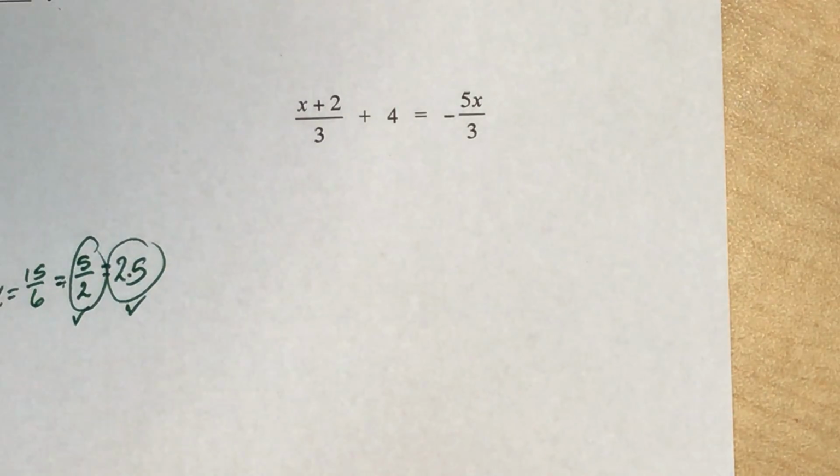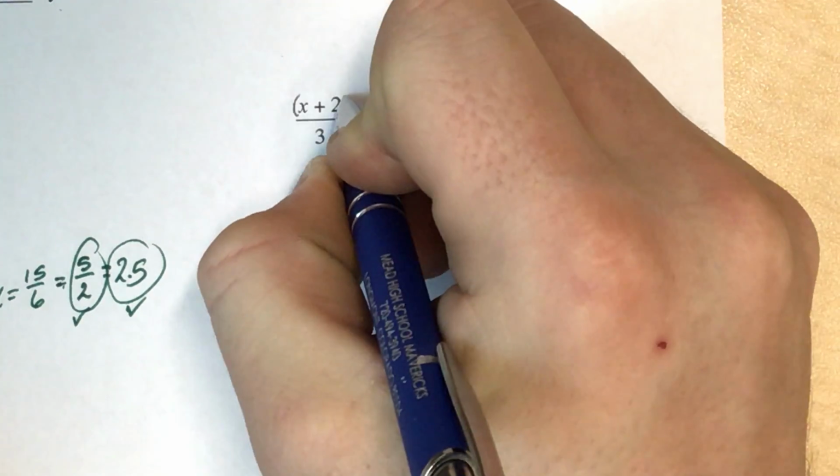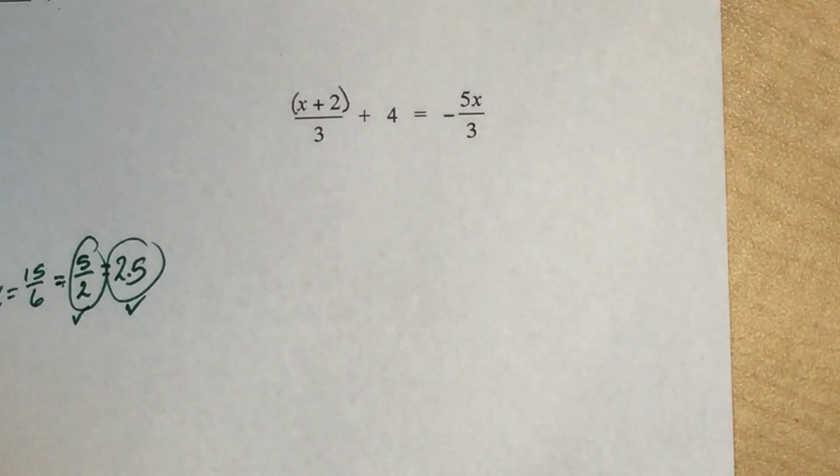Okay. Let's go over to the second example. Okay. Now, anytime you have a binomial in the numerator, just know that that is assumed to have parentheses.